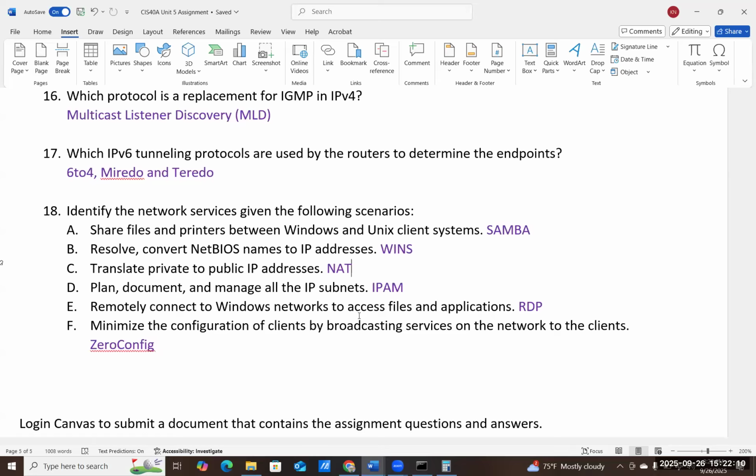Okay, so minimize configuration of clients by broadcasting services on the network to the clients. You can use Zeroconf. This is a form of configuration where if you are setting up services for many systems, this gives us automation, right? So when you broadcast, you send to all clients that are connected. Sometimes there's a need. In enterprise networks, we do a lot of multicast and broadcasts for automation purposes, for infrastructure management. Question. Okay.